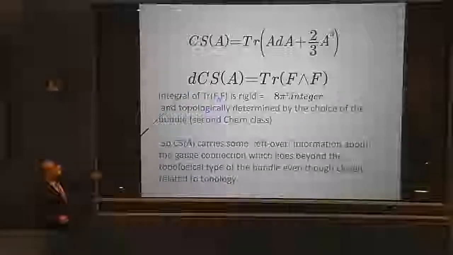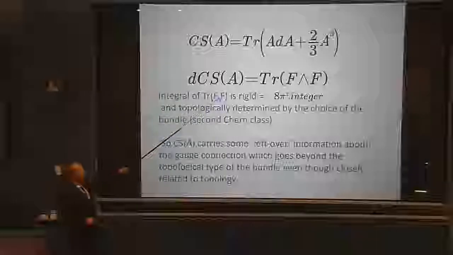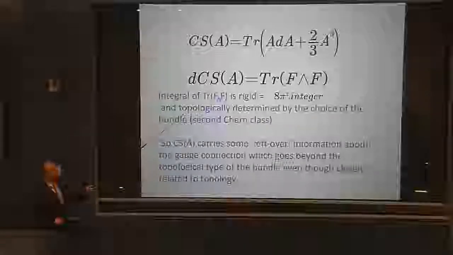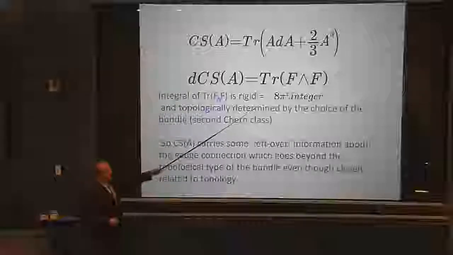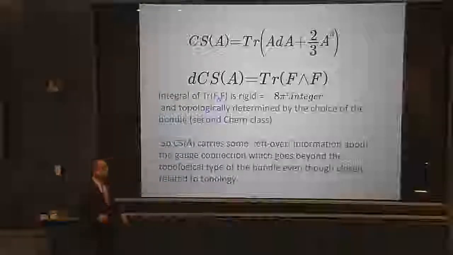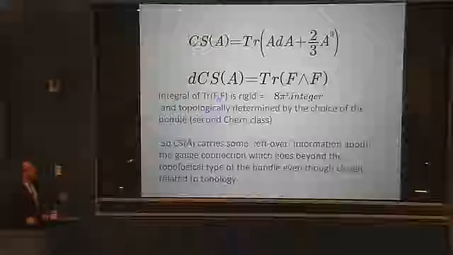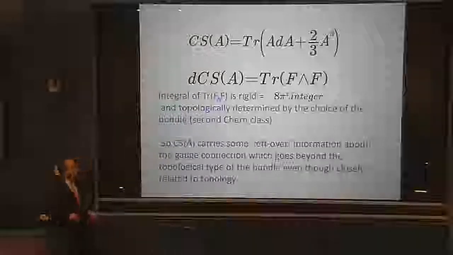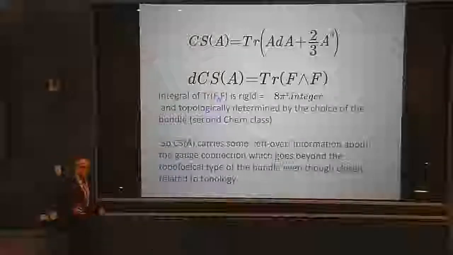It has the property that if you take d of it, it gives you the trace of F wedge F. And the integral of this trace of F wedge F is rigid. It's 8 pi squared times an integer. This integer is determined by the topological type of the bundle. So in some sense, it's very rigid. It's the second Chern class. It's a very rigid object.